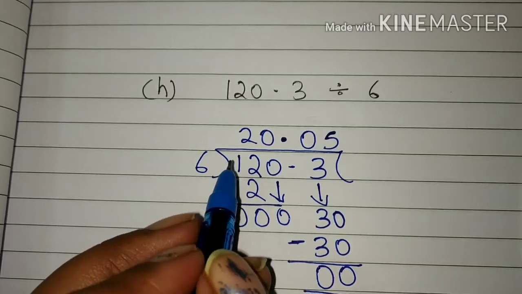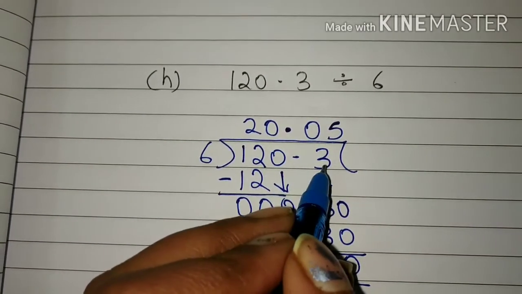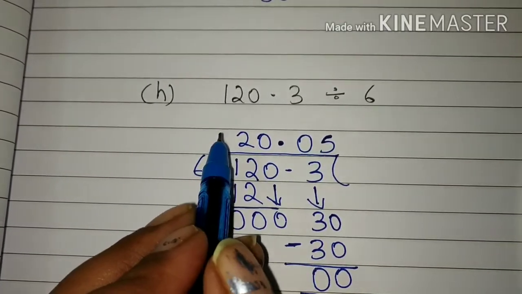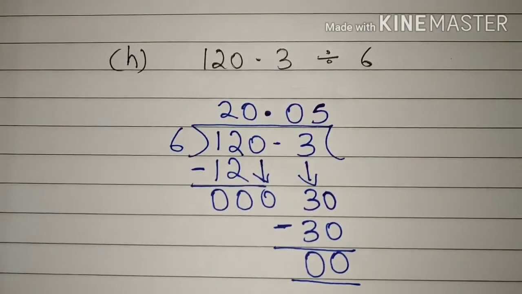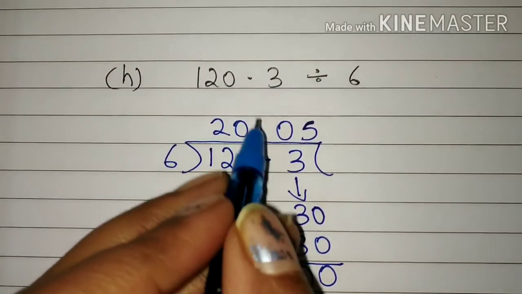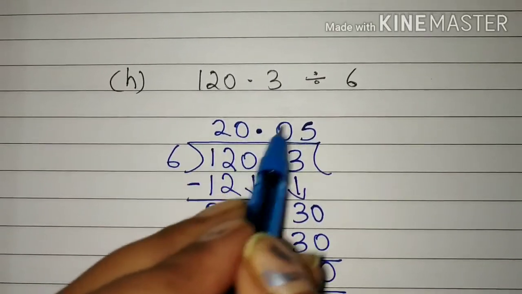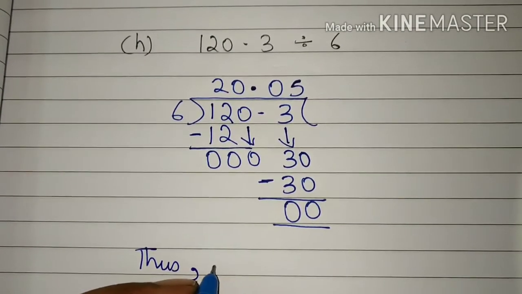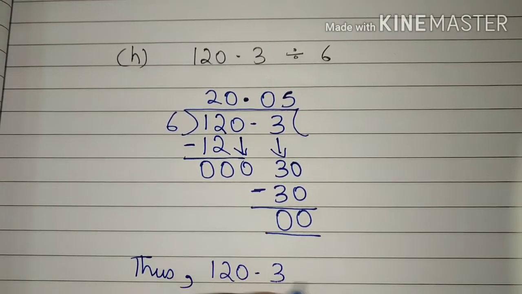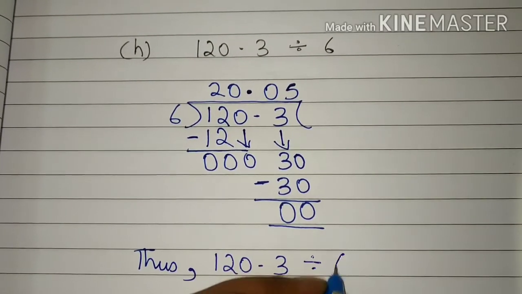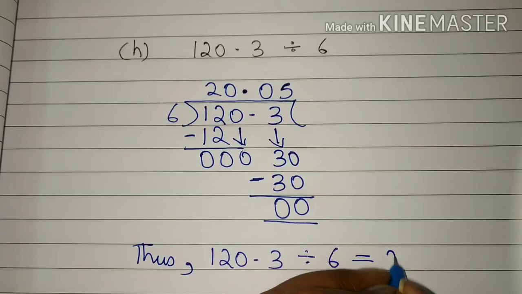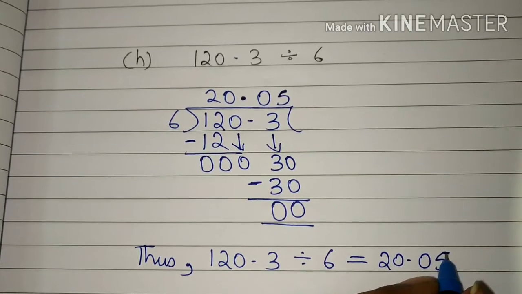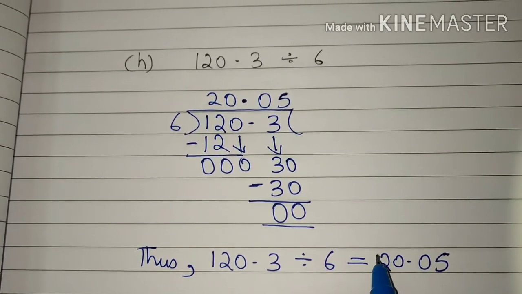Students, when you divide 120.3 by 6, it gives you 20.05 as quotient. So students, 20.05, this is your answer. Thus, 120.3 divided by 6 gives you 20.05 as quotient. Students, 20.05, this is your answer.